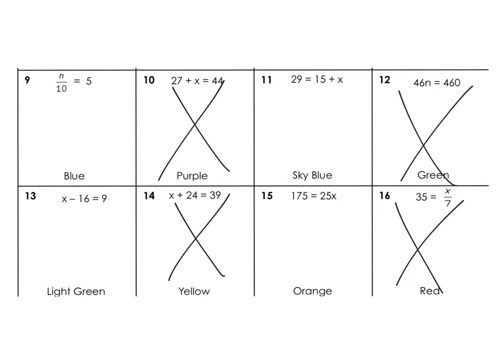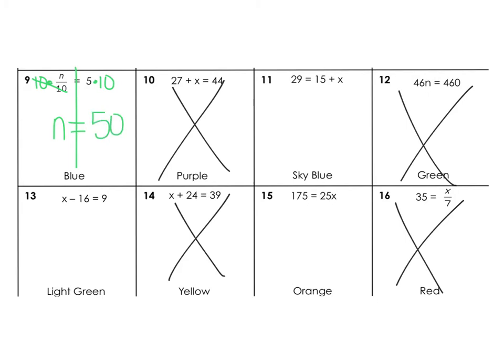Number 9 is n divided by 10 equals 5. I want to get n by itself, and right now I have n divided by 10, so I need to use the inverse operation, which would be multiply by 10. So I have to multiply by 10 on both sides. On the left, you guys, if I had 10 and divided it by 10, that would cancel and leave me with just n equals 50.